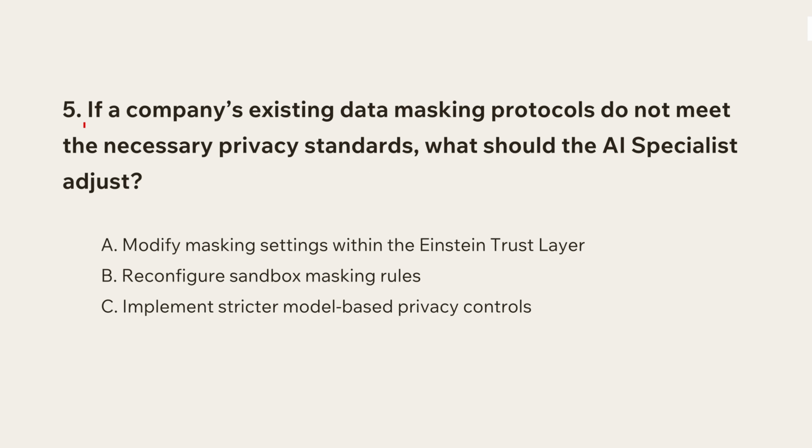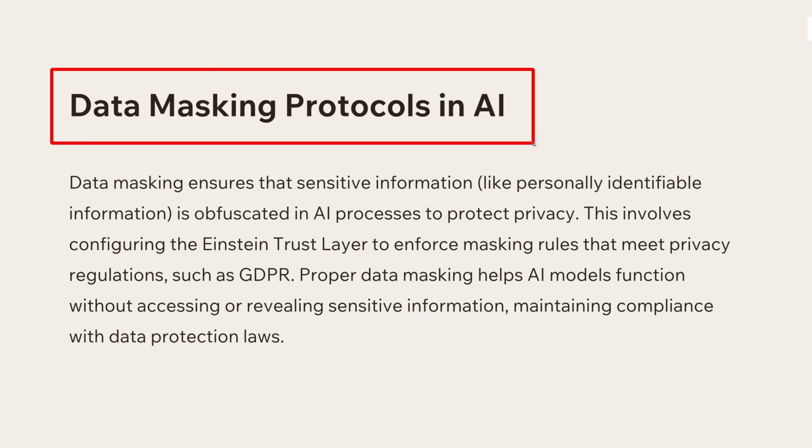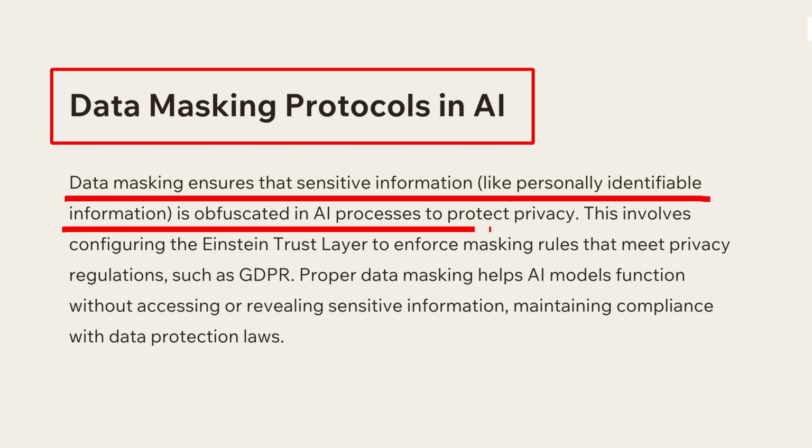Question 5. If a company's existing data masking protocols do not meet the necessary privacy standards, what should the AI specialist adjust? The knowledge point of this question is data masking protocols in AI. Data masking hides personal or sensitive information when the AI processes it. This helps keep privacy intact while still letting the AI use the data. It's especially important for following privacy laws.